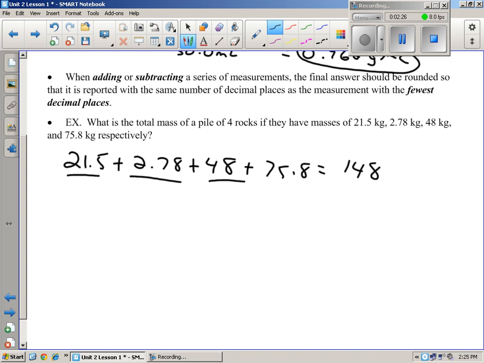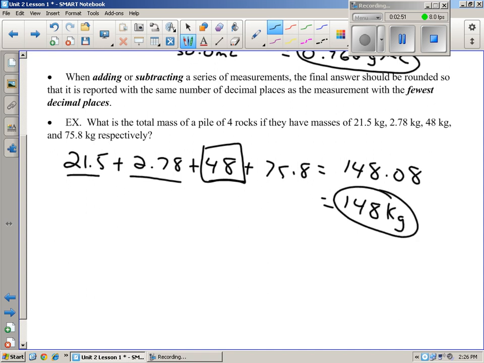This all works out to be 148.08. But because this number here has no decimal places, not to the nearest tenth, but to the nearest ones place, I have to record my answer to the same preciseness as that least precise one. So that works out to be 148 kilograms in this case. No decimal places there, no decimal places in my answer. That's when you're adding or subtracting.